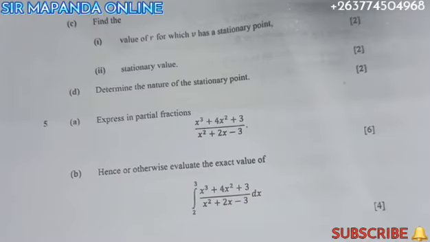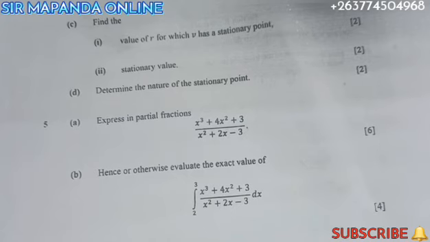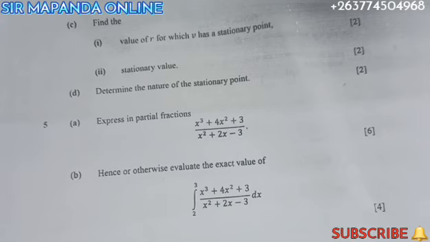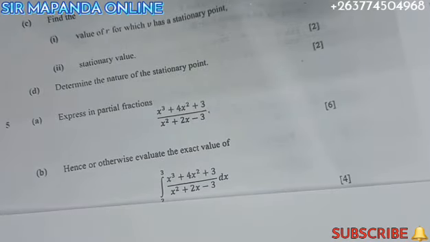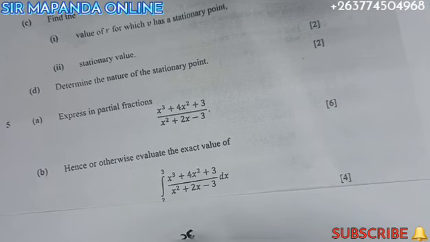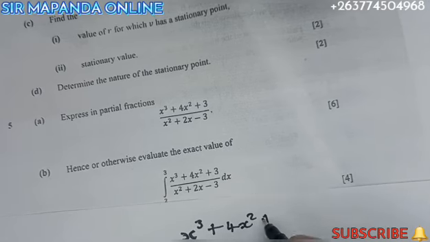Right, we are now on question number 5. It reads, express in partial fractions x cubed plus 4x squared plus 3 all over 2x plus 2x minus 3. So for this one, you need to carry out long division first. I hope you are following. There is a mistake that majority of students normally do. Here you are lucky because you are given the denominator expanded already. So it means you know that long division must be carried out first.